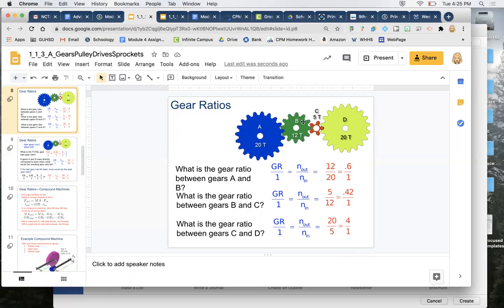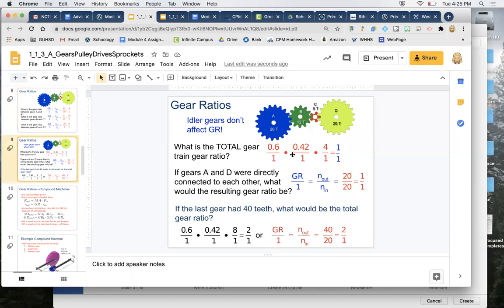I now have to do this gear ratio as well. So I do C, because again, now this is my driver, driving this one. So C divided by B, which is 5 divided by 12, I get 0.42. Then I do my last one. I do 20 to 5, which gives me a 4 to 1 gear ratio. What we do with these gear ratios is we multiply them all together. So I take 0.6 times 0.42 times 4, those 3 gear ratios, and I get a 1 to 1.